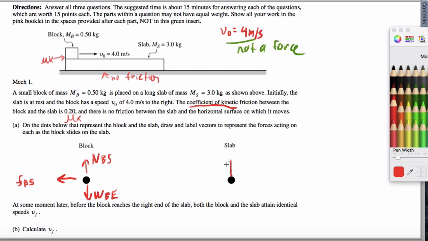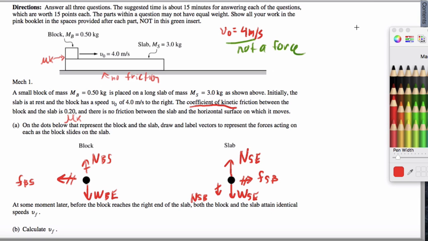Next, we have the slab. There's a normal on the slab due to the floor pushing up on it. There's the weight of the slab due to the earth. There is a normal force on the slab due to the block. That's actually the third law partner here. And similarly, the block grabs the slab a little bit and moves it to the right, and it does so by means of the third law partner friction force with this force right here.